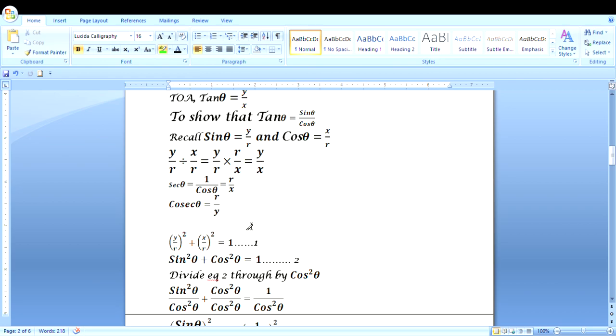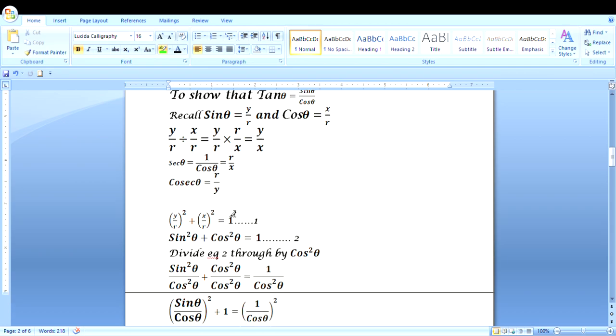Okay, so now for cosec and sec. For sec we said it is 1 over cos, and cos theta we say is x over r, so we invert it, it becomes r over x. Cosec is the inverse of sine, and sine is y over r, so the inverse of it becomes r over y.